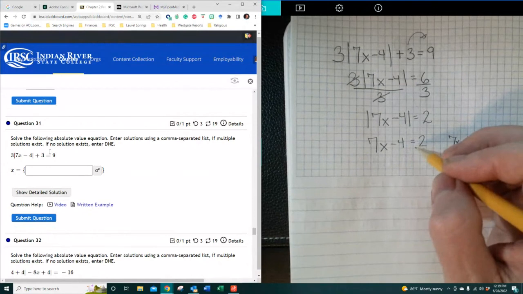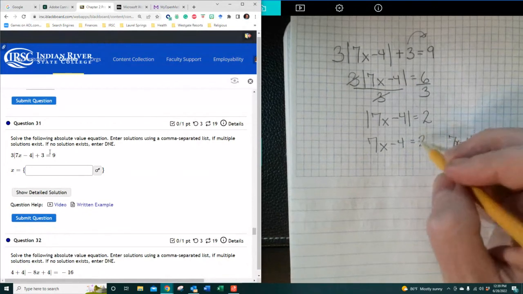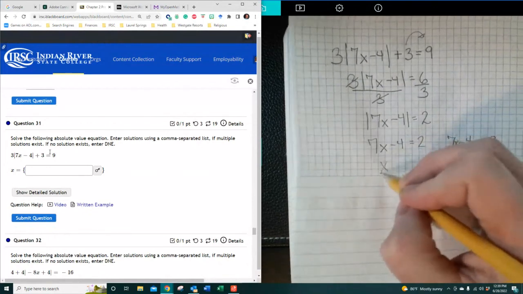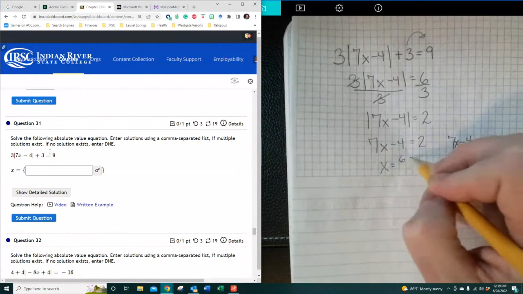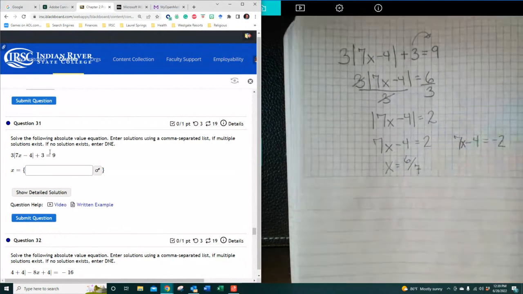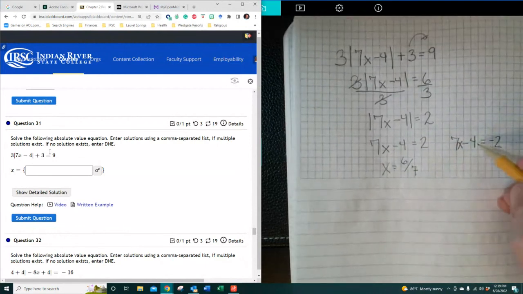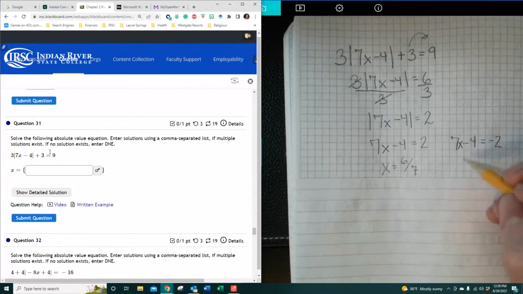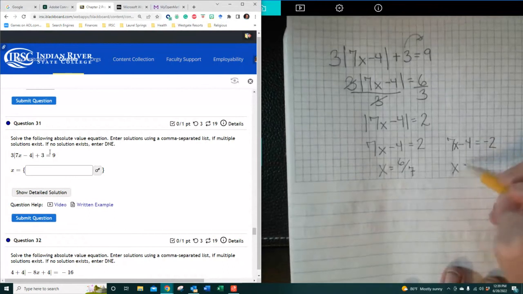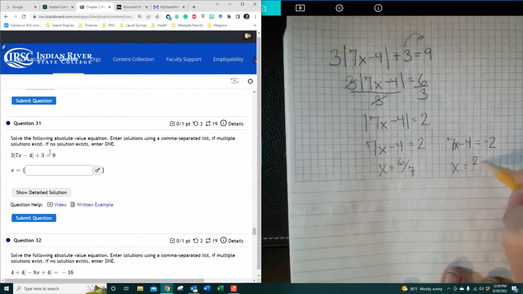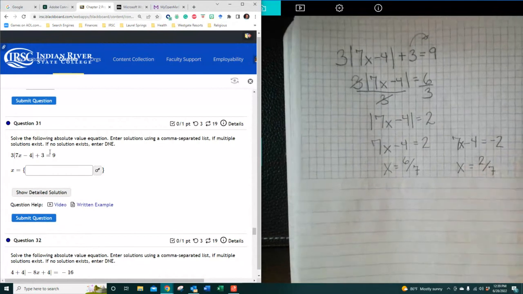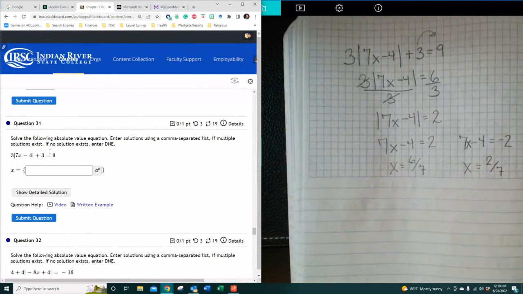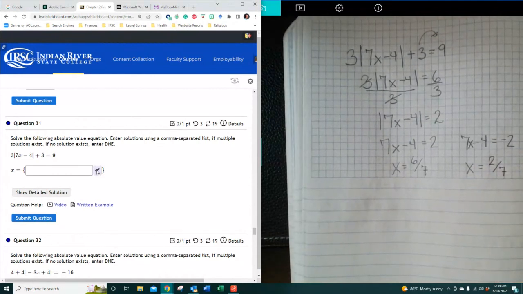We'd add 4 to both sides, we would get 6. And then 6 divided by 7 gives us 6/7 as one answer. And then we do the same thing here. Add 4 to both sides, we get 2. 2 divided by 7 is 2/7. And so be it. That is our answer.